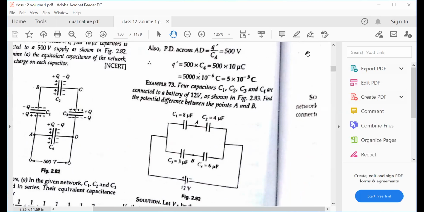Capacitors C1, C2, C3 are connected to a battery of 12 volts as shown in figure. Find the potential difference between the points A and B. We're going to find the potential difference between the points A and B.